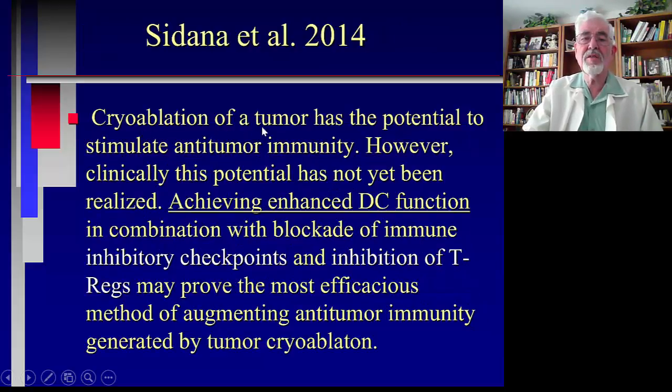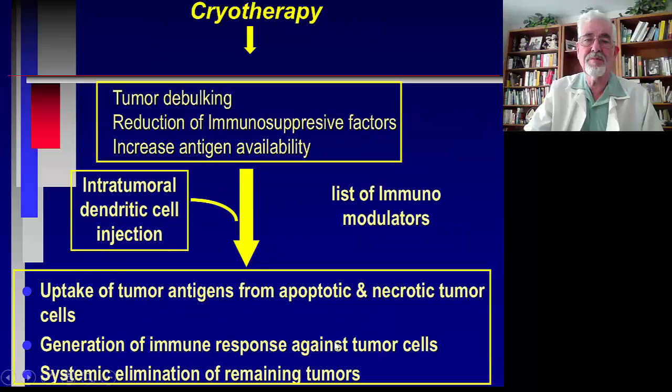So cryoablation of a tumor has the potential to stimulate antitumor immunity. However, clinically this potential has not been realized. Achieving enhanced DC dendritic cell function in combination with blockade of immune inhibitory checkpoint and inhibition of T-Regs may prove the most efficacious method of augmenting antitumor immunity generated by tumor cryoablation.